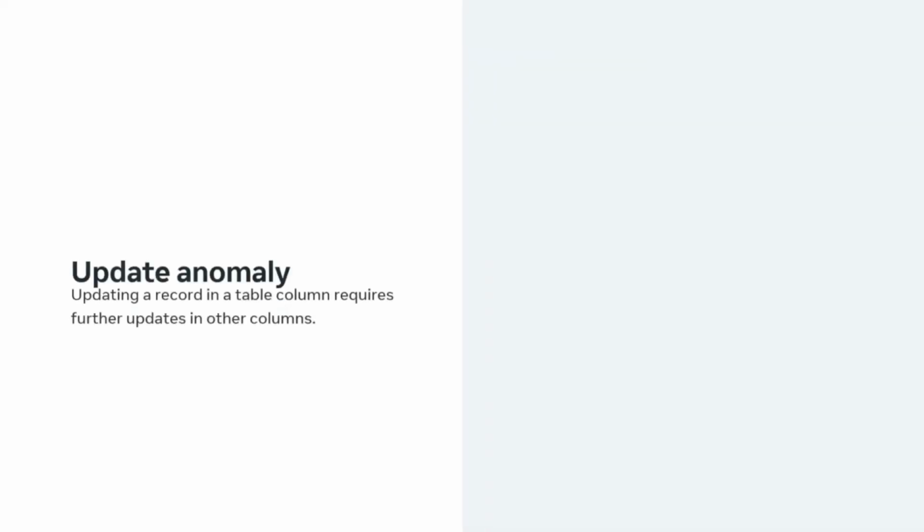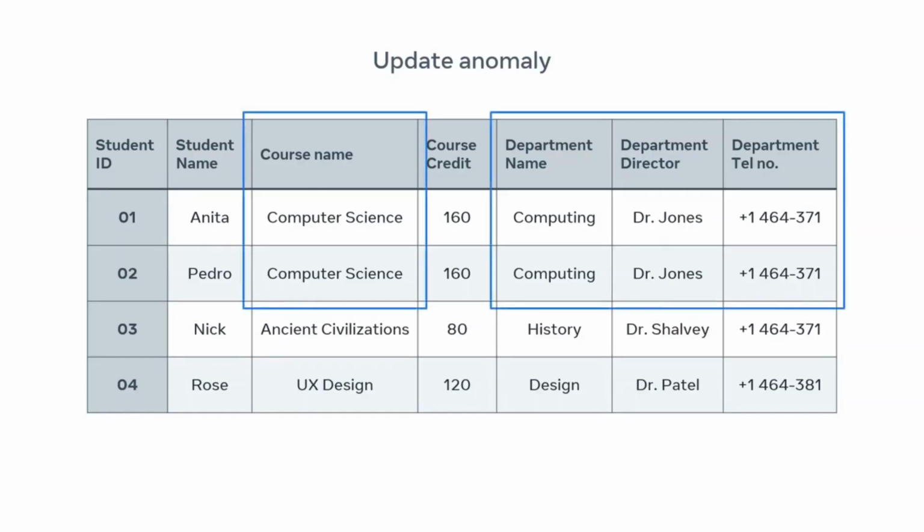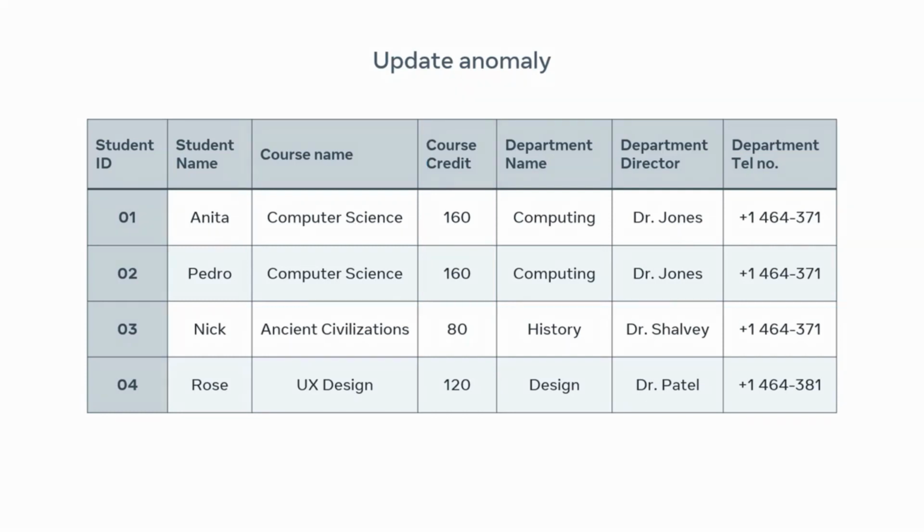An update anomaly occurs when you attempt to update a record in a table column only to discover that this results in further updates across the table. Let's return to the college enrollment table once again to understand how an update anomaly occurs. In the enrollment table, the course and department information is repeated or duplicated for each student on that course. This duplication increases database storage and makes it more difficult to maintain data changes. I'll demonstrate this with a scenario in which Dr. Jones, the director of the computing department, leaves his post and is replaced with another director.